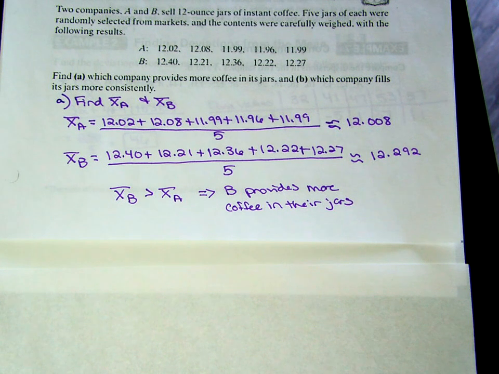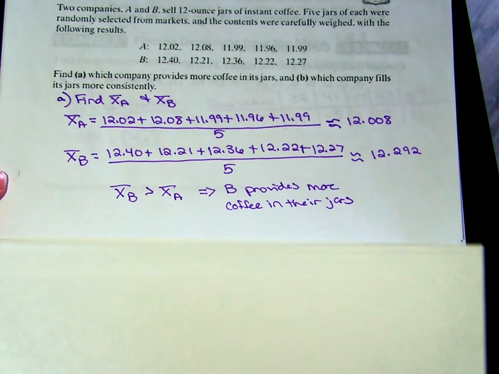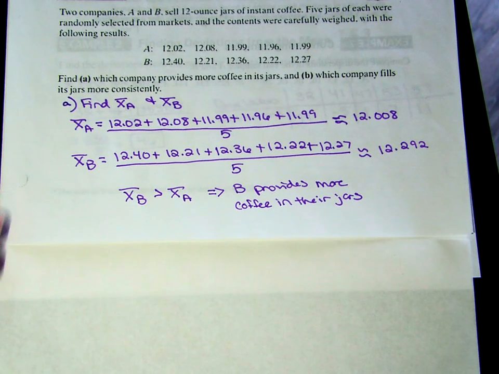B, on the other hand, says which company fills their jars more consistently. Consistently means we're looking at the spread. We're looking at how good are they at consistently filling jars as close as possible to the 12 ounces. So B is asking us for the standard deviation.